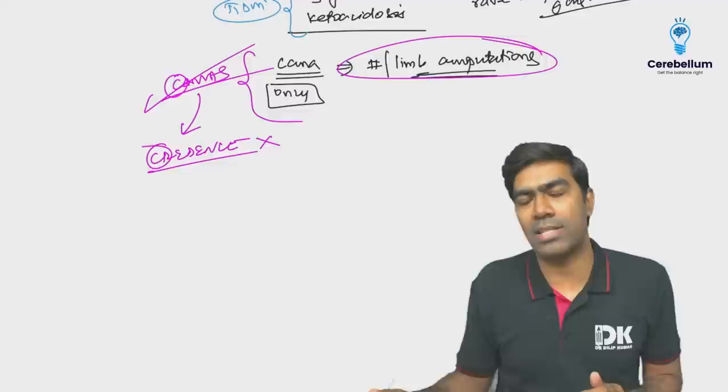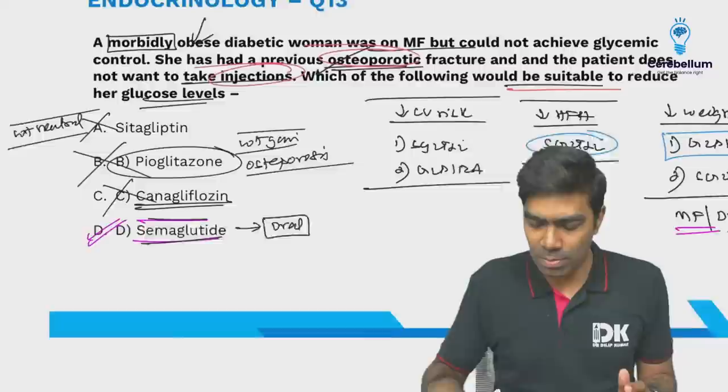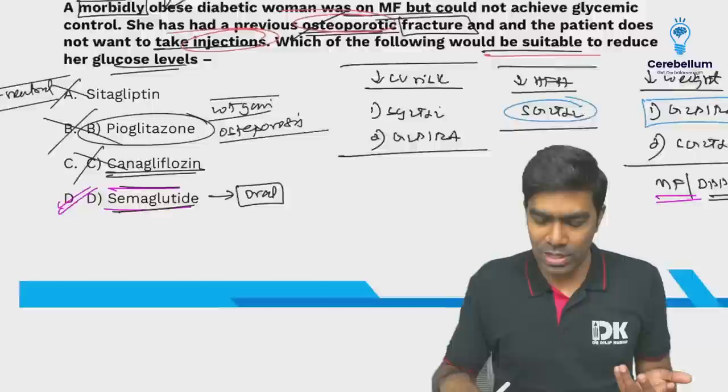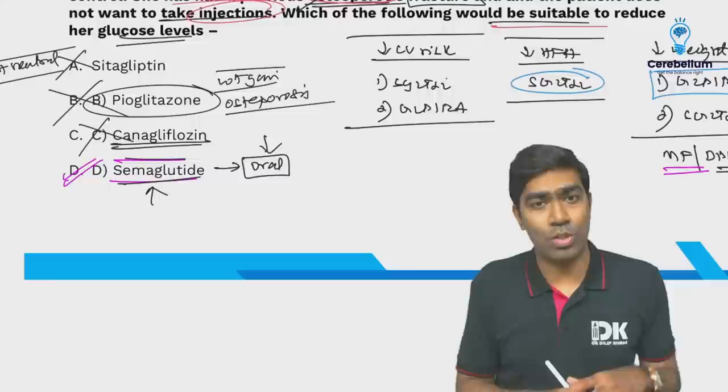But still, this question is based on Harrison. So canagliflozin, I'm not giving because this patient is at risk of osteoporotic fractures. In a patient with a history of limb amputation and fractures, I'm not going to risk canagliflozin. So the best drug in this individual will be semaglutide, which is a GLP-1 and it's an oral drug. It's going to produce good weight loss, and it's excellent for this patient.